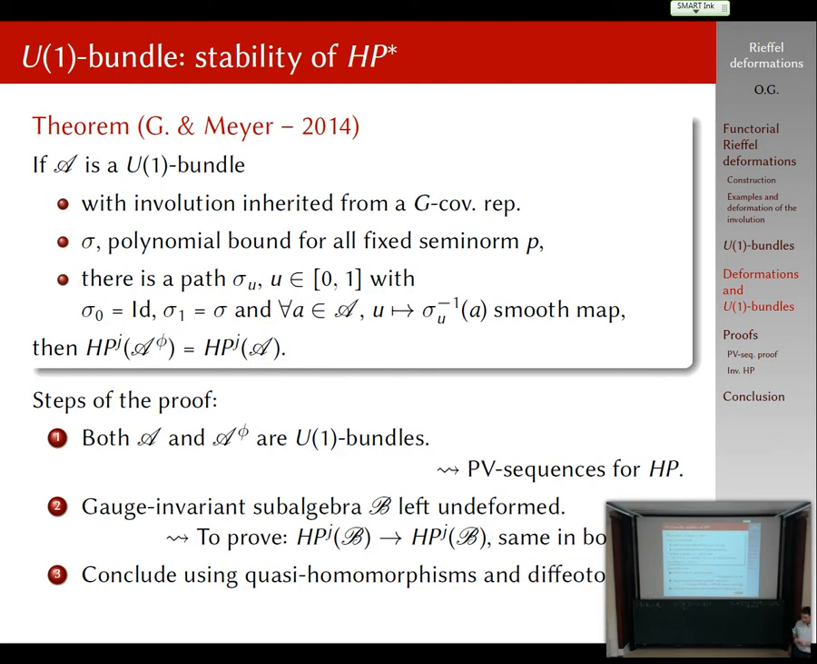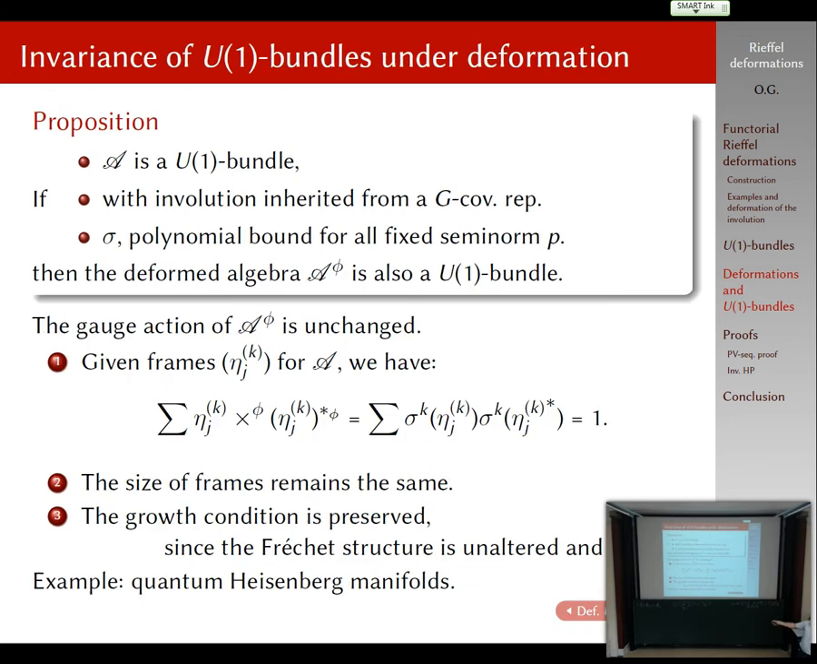Right. So we've seen that these U1 bundles were stable under the sort of deformation that I was discussing. I'm going to say more: under some conditions, the periodic cyclic cohomology of the algebra is invariant under the deformation. So the hypotheses I required are, first, that we have this involution inherited from a G covariant representation. Second, that sigma has polynomial bound for all fixed semi-norm.